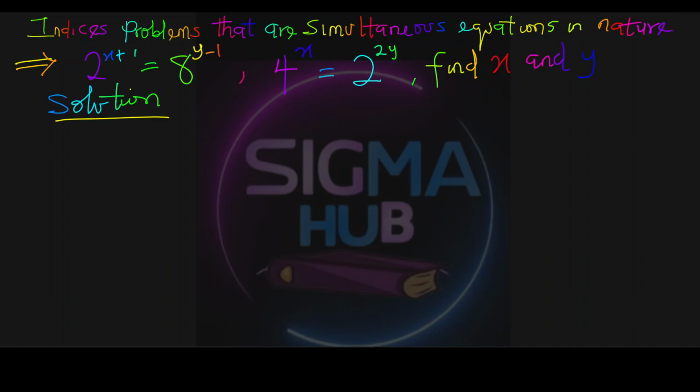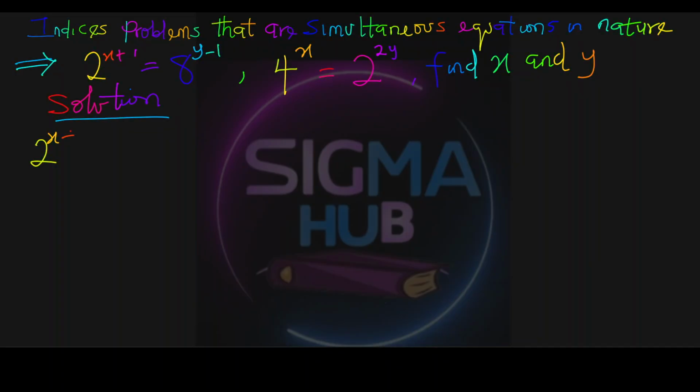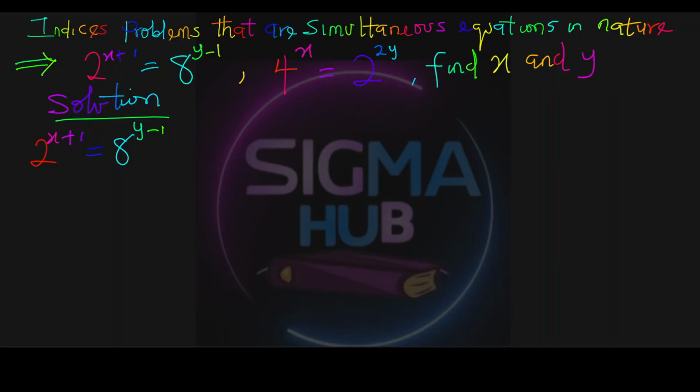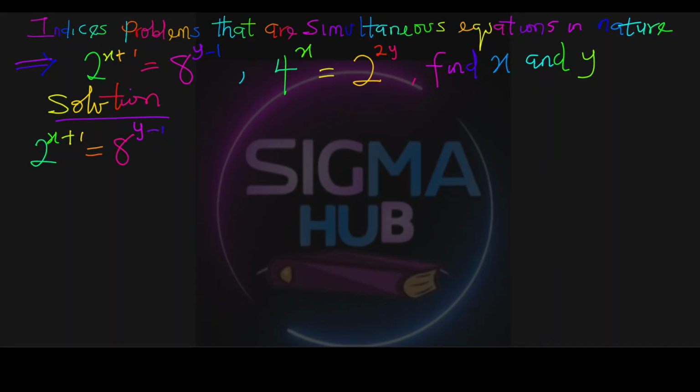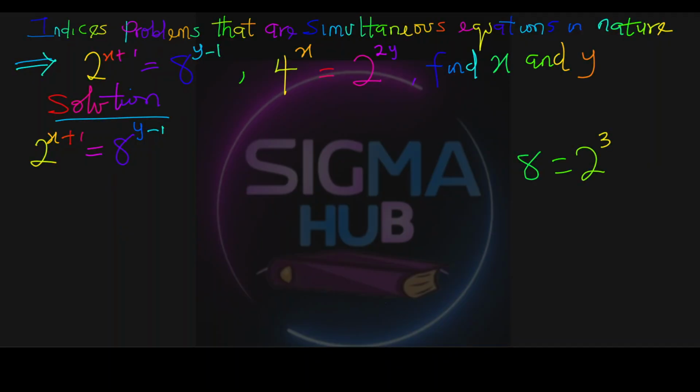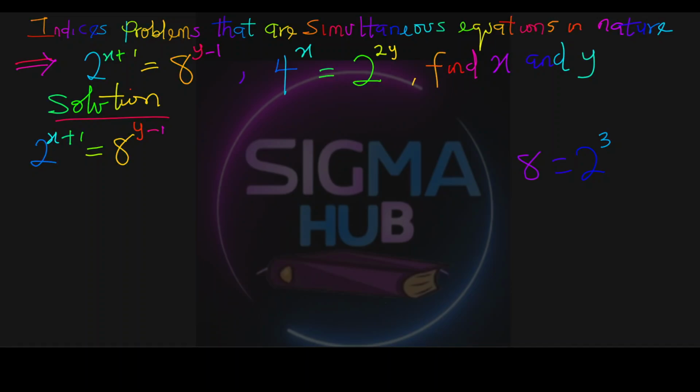So the first equation given to us is 2 raised to the power of x plus 1 equal to 8 raised to the power of y minus 1. So what we need to do here is make 8 have a base of 2. They should have a common base, the same base. And 8 can be written as 2 raised to the power of 3, because 2 times 2 times 2 is going to give us 8. And that's what we're going to be applying here.